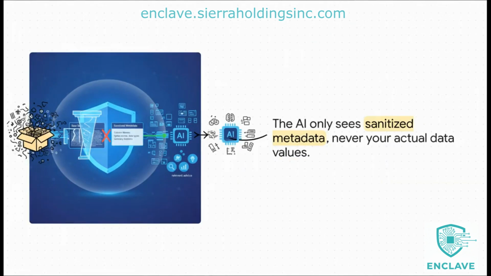Okay, so you're probably thinking, wait a minute, how can the AI assistant be so smart if it can't see my data? And that's the beautiful part. The AI never sees your actual data values. It only gets what's called sanitized metadata. So things like column names, data types, maybe some basic stats. It's like giving the AI the table of contents and the chapter titles, but not the actual pages of the book. It has enough context to be incredibly helpful without ever seeing the sensitive stuff.